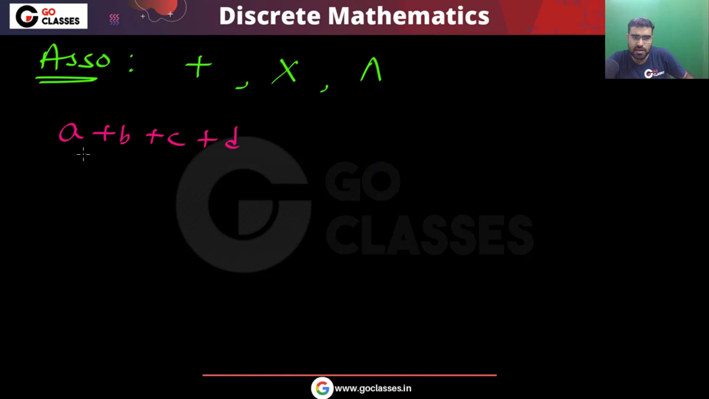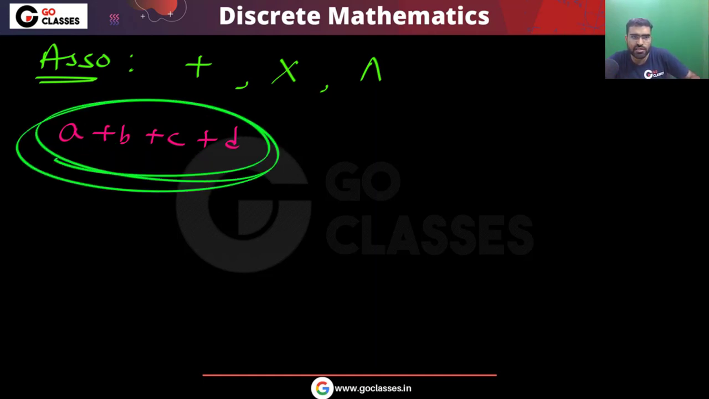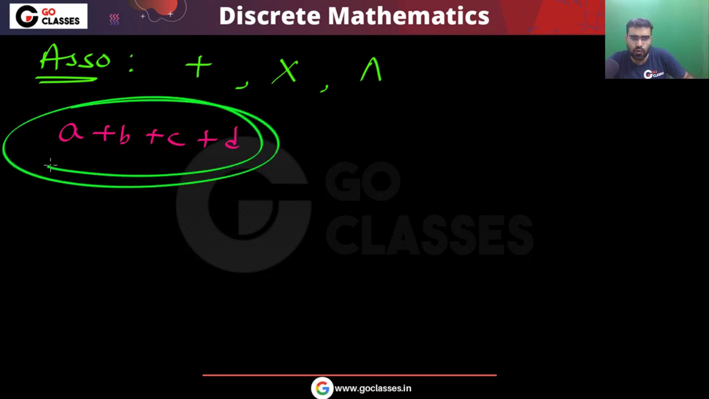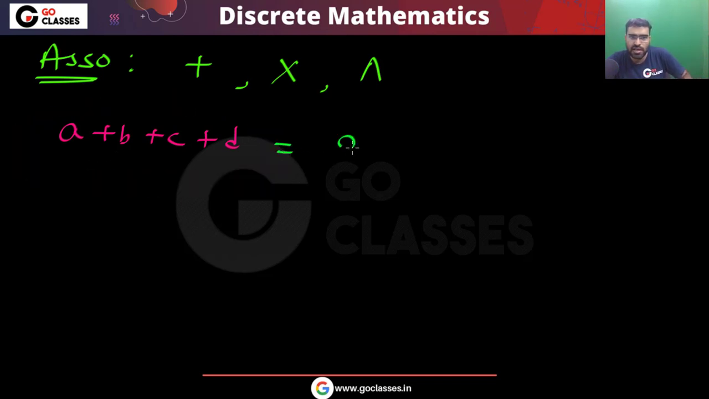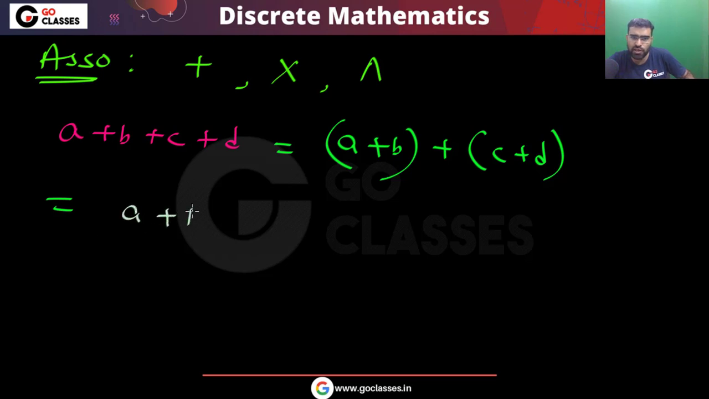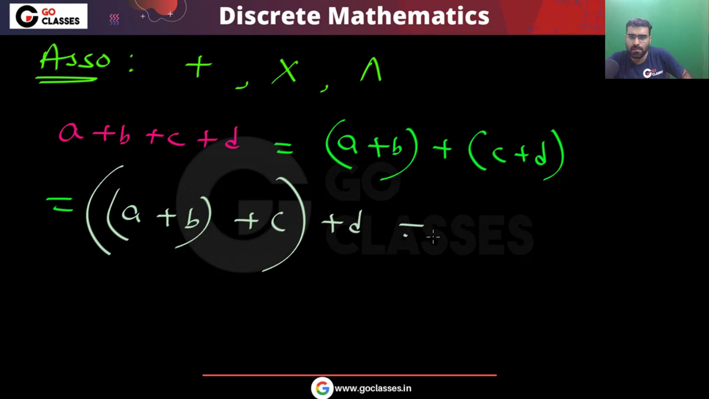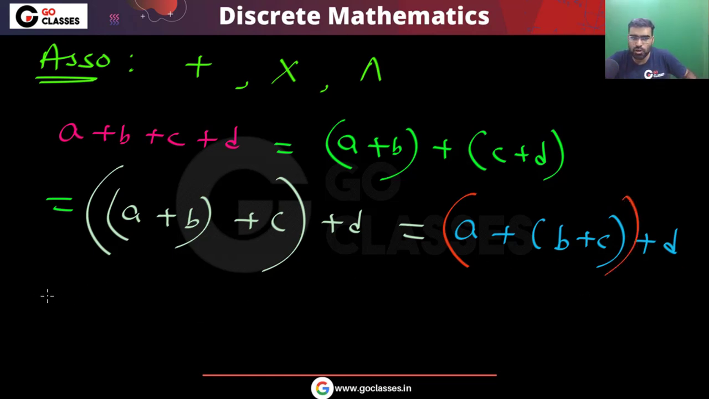If you evaluate this, there is no ambiguity, and you can evaluate it in many different ways. For example, you can calculate like this, and the answer will be the same. Or first you can calculate this, then this, and then this. Remember, the answer is not going to change. Or first you can calculate b plus c, then a plus that, and then plus d. So there are many ways.